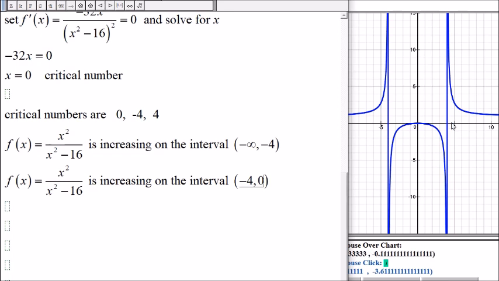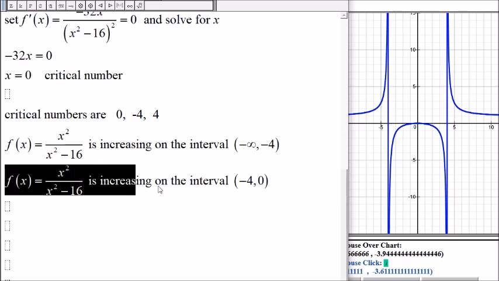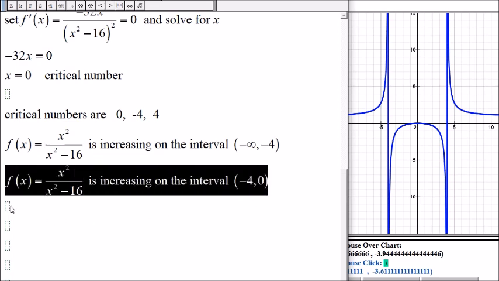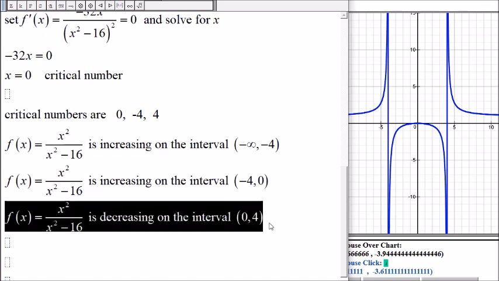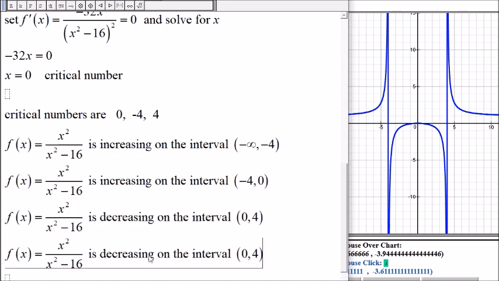And then from 0 to 4, the graph is going down, and from 4 to the right side, the graph is going down. So that's why it's decreasing. It's decreasing on the interval from 0 to 4, and it is also decreasing from 4 to the right side, which is infinity.